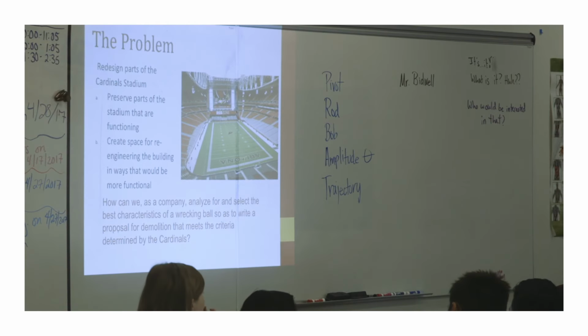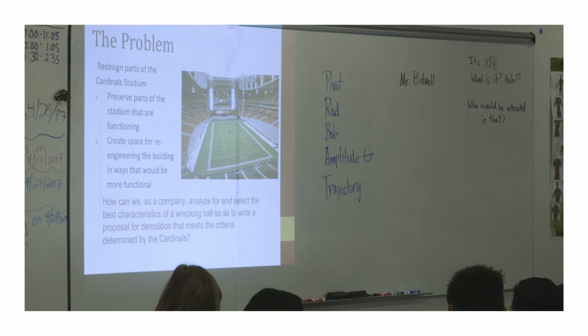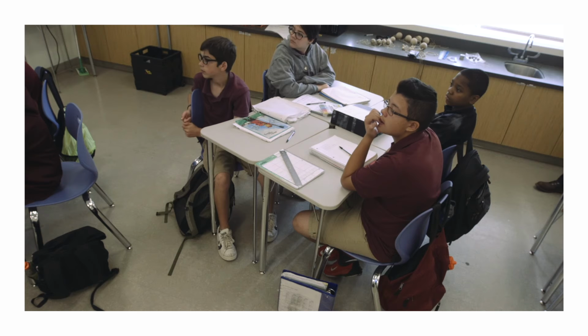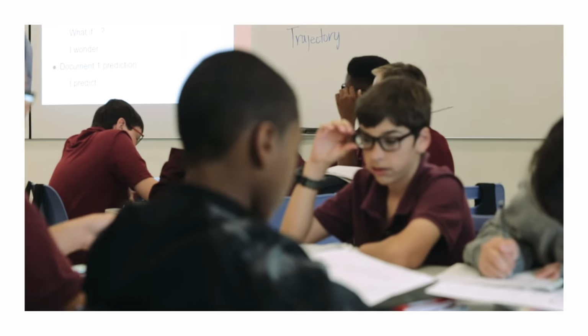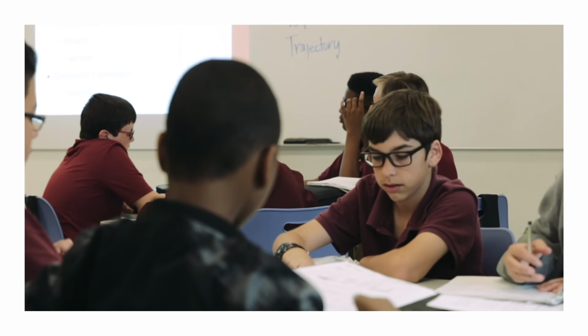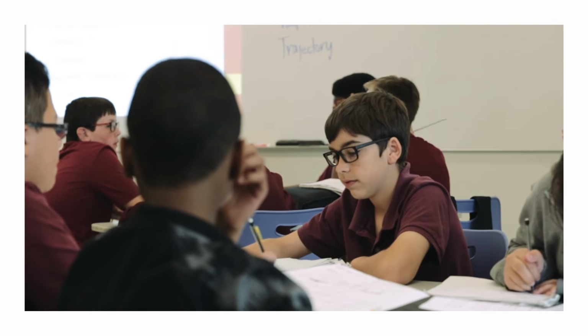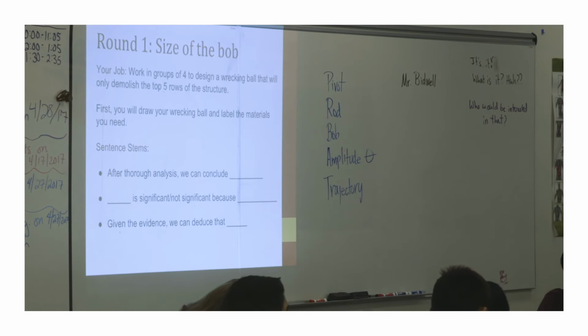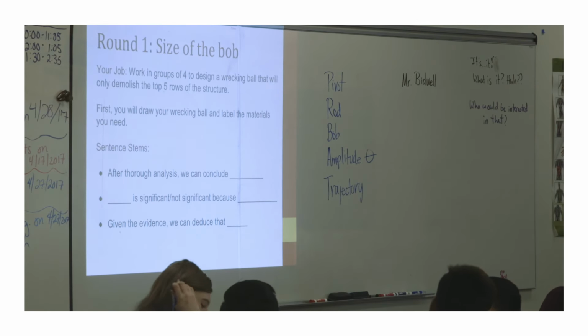How can we, as a company, analyze and select the best characteristics of a wrecking ball so as to write a proposal for demolition that meets the criteria determined by the Cardinals? Your job is to only knock down the top 5 rows. Because remember, the Cardinals don't want us to destroy the entire stadium. They only want us to destroy the other ones.